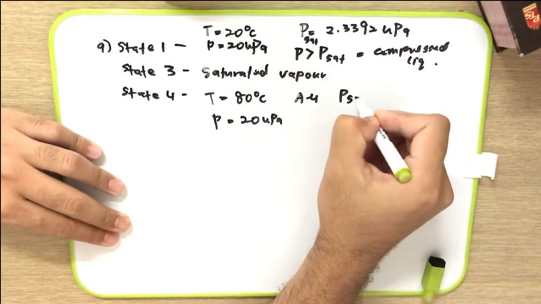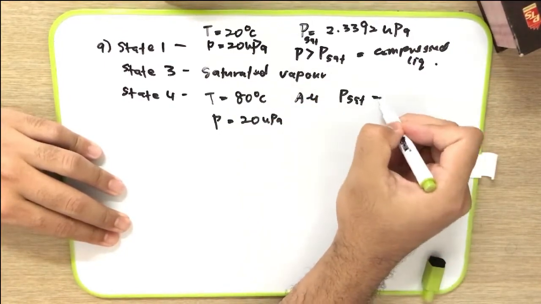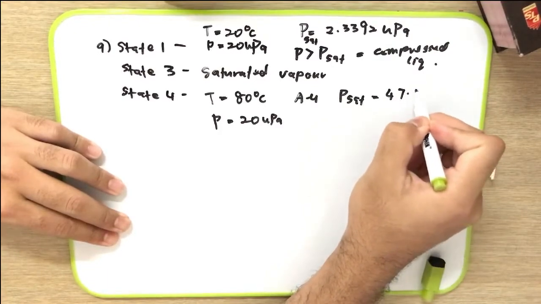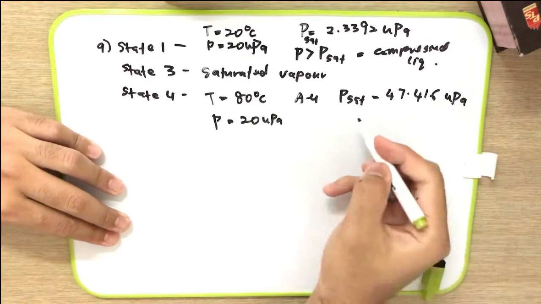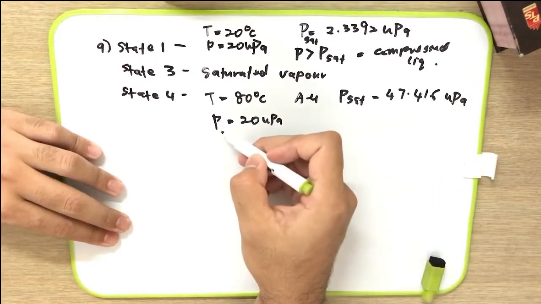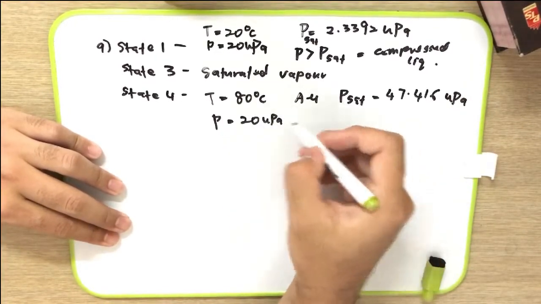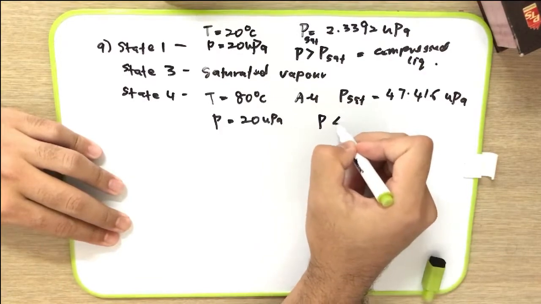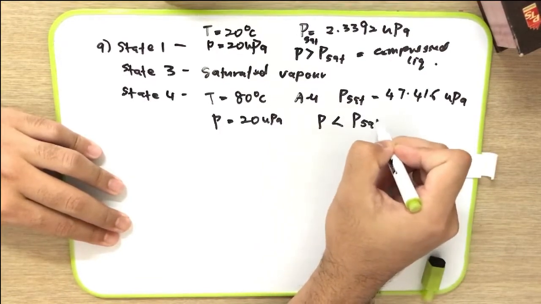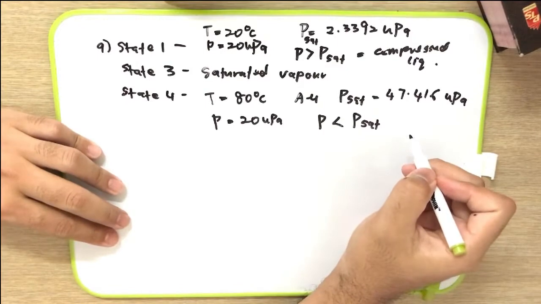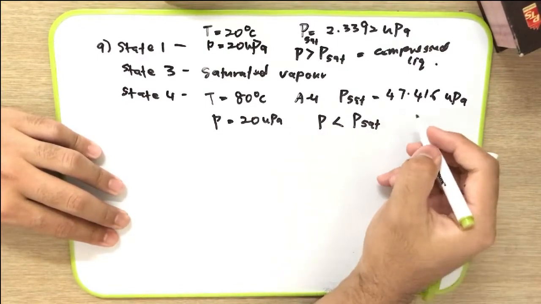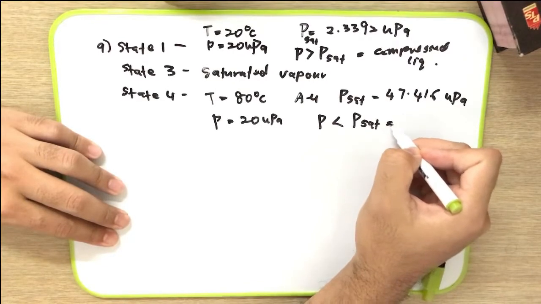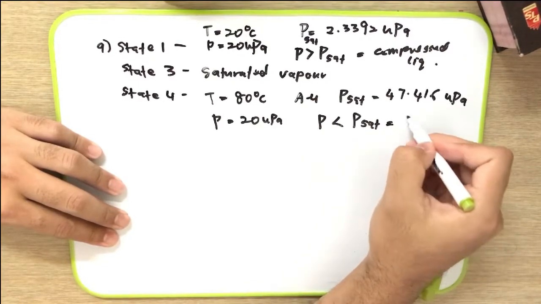So the P saturated is 47.416 kilopascal. So when we compare P saturated and the P given here, the P given here is lower than the P saturated. So according to the phase condition in your lecture notes, when P is lower than P saturated, we can categorize it as superheated vapor.